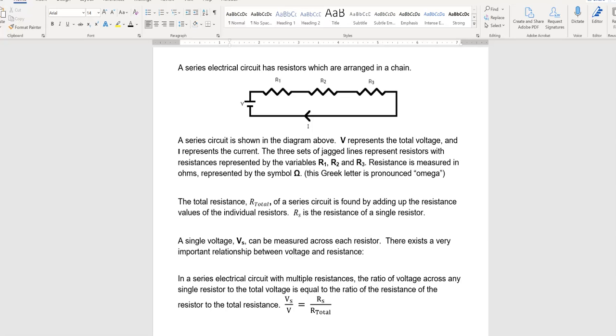It's Carly McAvoy. Today I just want to quickly explain a little bit about electrical circuits and how to find the voltage across one of the single resistors that might be in a chain.